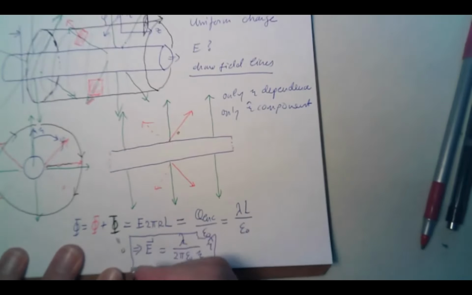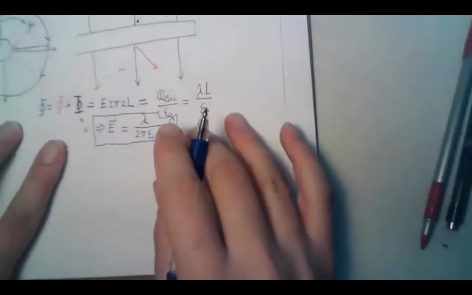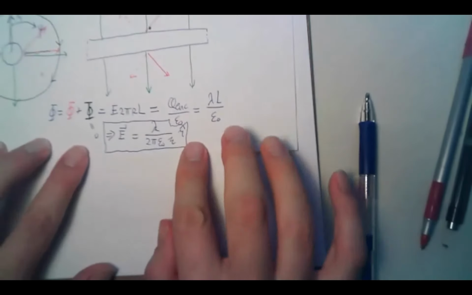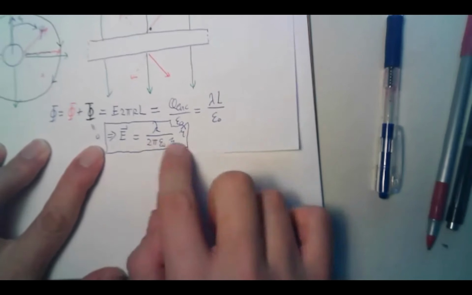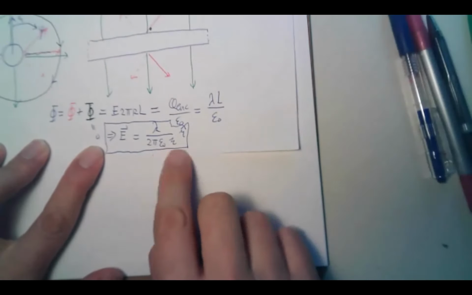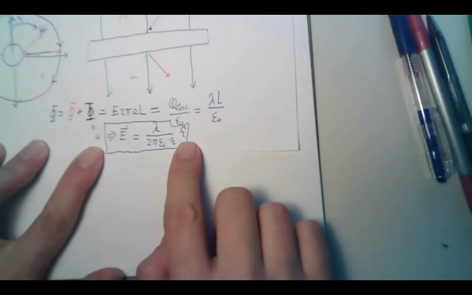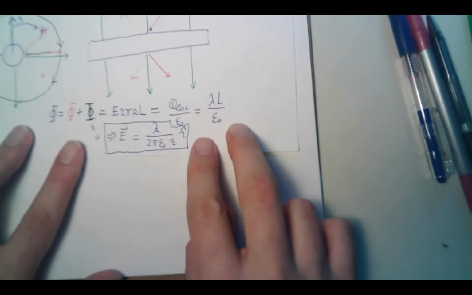I again ran out of space, but I hope you see that works. So that's the charge of a cylindrical object. Only depends on R. There's no phi dependence. Points out radially in the R hat direction, and that's the thing.